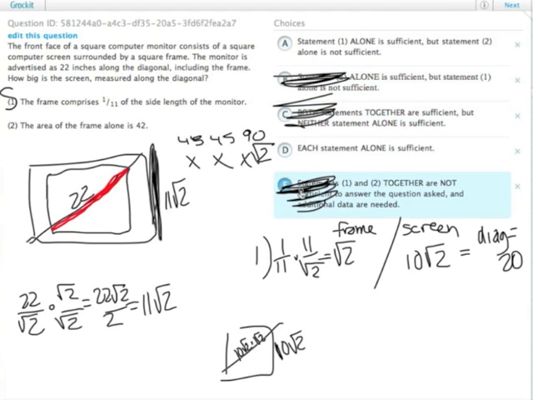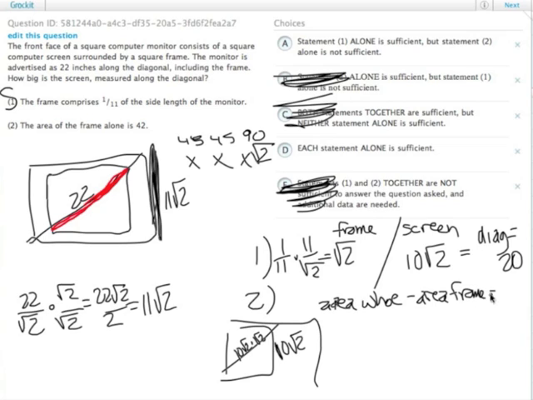They're no longer valid. Statement 2 tells us that the area of the frame alone is 42. So if we can find the area of the whole minus the area of the frame, we can figure out the area of the screen. Running out of room on my screen area. Anyway, area of the whole. I have to spell the words right. And we know the area of the frame from statement 2 is 42.